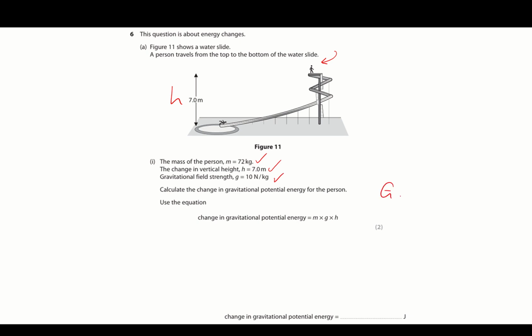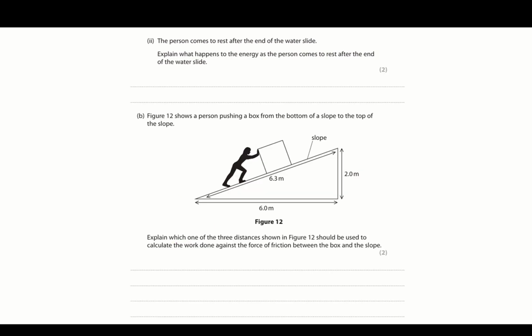Calculate this, so we're just going to need our GPE equals mgh. So we just got to multiply all of that stuff together. 5,040 joules. The person comes to rest at the end of the water slide.